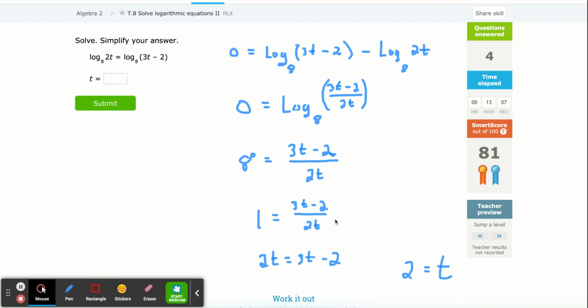Multiply both sides by 2t. That's 2t equals 3t minus 2. I actually minused the 2t this way and added the 2 that way to get t equals 2. And we get a t value of 2.